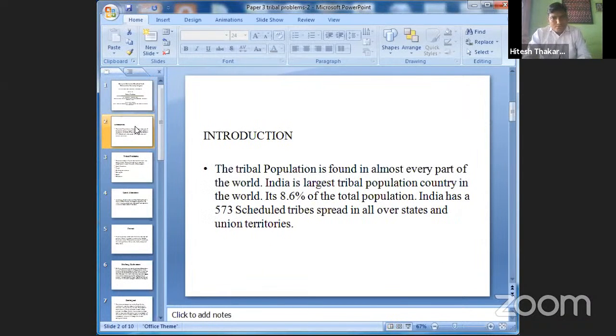Introduction of tribal problems. The tribal population is found in almost every part of the world. India has the largest tribal population of any country in the world. It is 8.6% of the total population. India has 573 scheduled tribes spread over all the states and union territories.